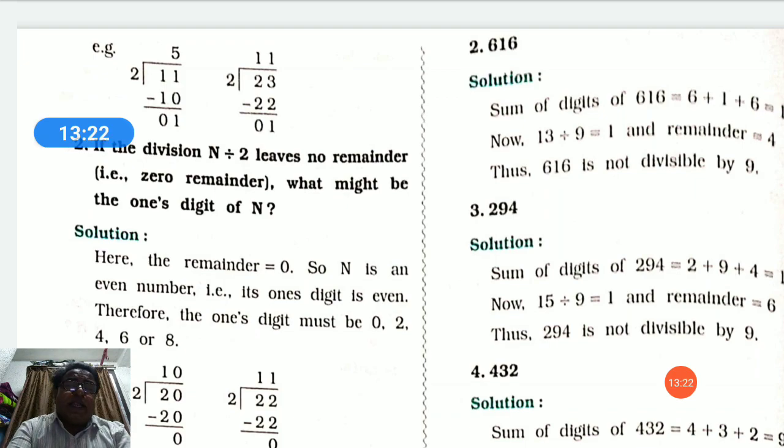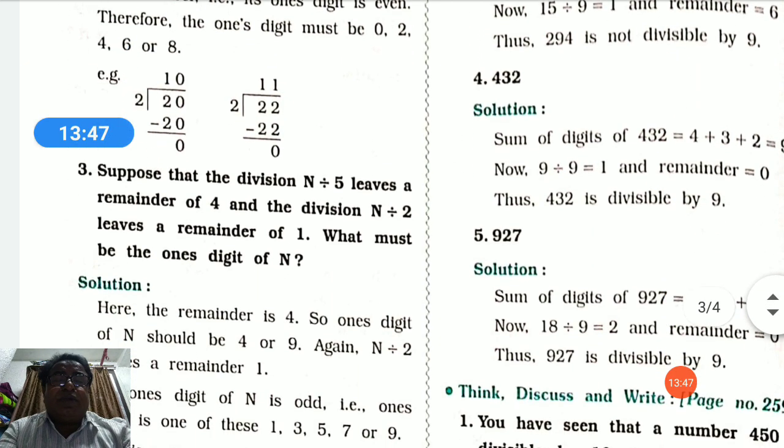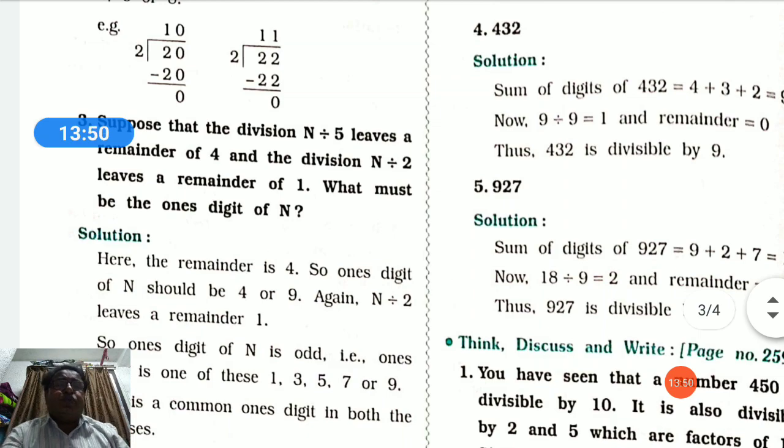Third example, 294. Sum of digits of 294 is equal to 2 plus 9 plus 4 is equal to 15. Now 15 divided by 9 is equal to 1 and remainder is 6. This number is also not divisible by 9. 432. Sum of digits is 4 plus 3 plus 2 is equal to 9. Now 9 divided by 9 is equal to 1 and remainder is 0. So, this number is divisible by 9.